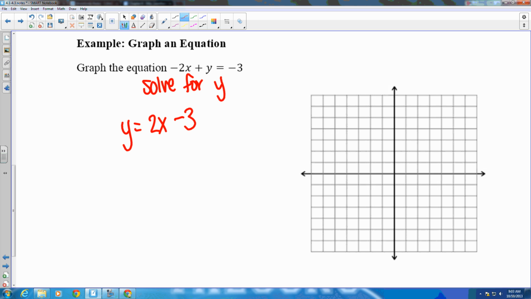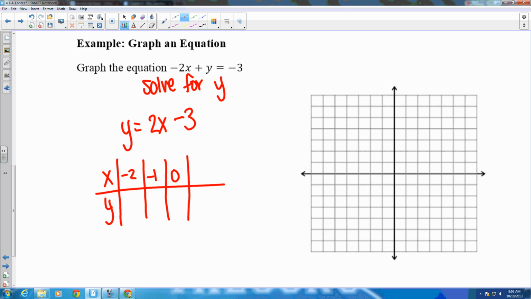And then we're going to make a table with x's and y's. And the numbers that I always think are a good go-to are negative 2 through positive 2. So that gives you a good variety of numbers. Okay, you put negative 2 in. 2 times negative 2 minus 3 is negative 7. 2 times negative 1 minus 3 is negative 5. 2 times 0 minus 3 is negative 3. 2 times 1 minus 3 is negative 1. And 2 times 2 minus 3 is positive 1.